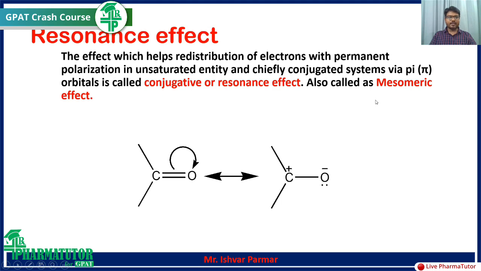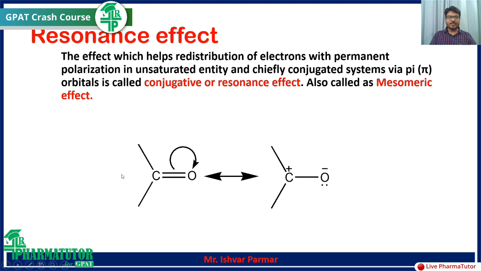In the earlier effect, the inductive effect, we explained about the sigma bond only. In this resonance effect, we are explaining about the pi bond. So it is formed through conjugation, meaning alternate double bonds or alternate triple bonds if present. So we can say it is a conjugative effect. Resonance means there is a displacement of electrons towards the pi system. So we can say it is a resonance effect.